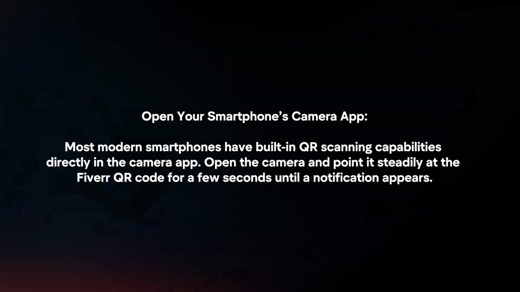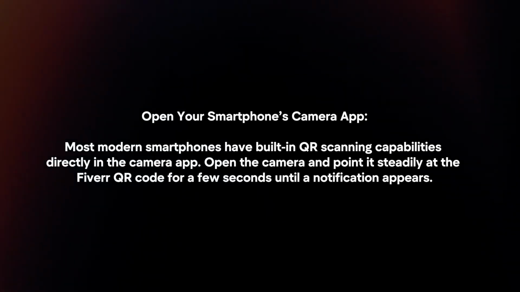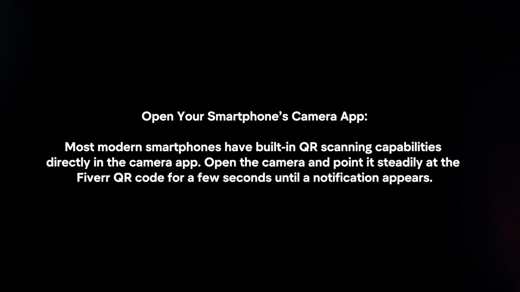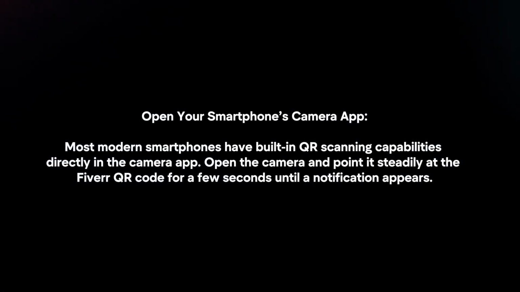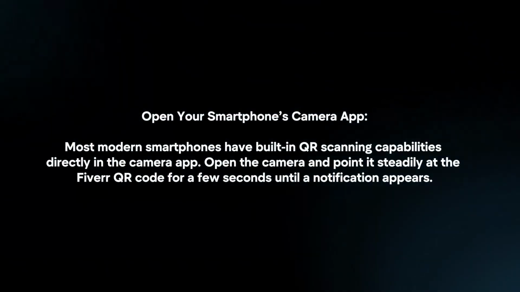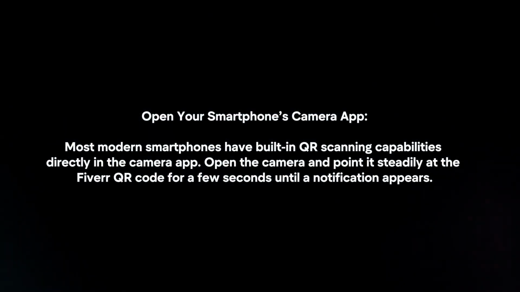Open your smartphone's camera app. Most modern smartphones have built-in QR scanning capabilities directly in the camera app. Open the camera and point it steadily at the Fiverr QR code for a few seconds until a notification appears.